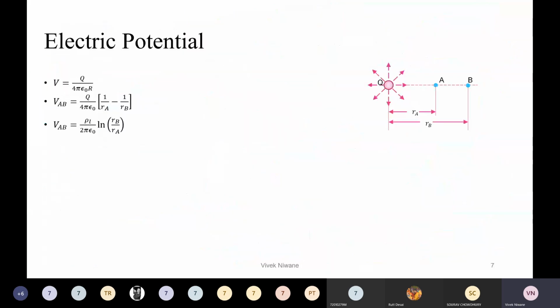Okay, let's go to the next point, electric potential, where we observed this diagram। We considered a point charge q and it is radiating the electric field in all possible directions। We have considered two important points B and A in this field. A is at a distance Ra and B is at a distance Rb. So we can have these expressions, and we do have another expression for the line charge as well.